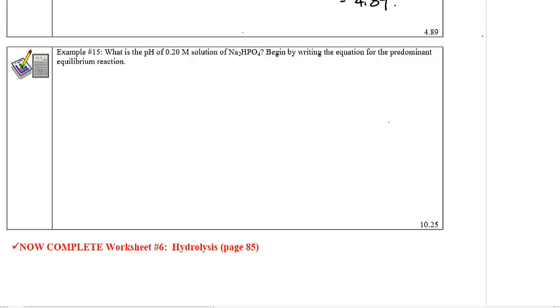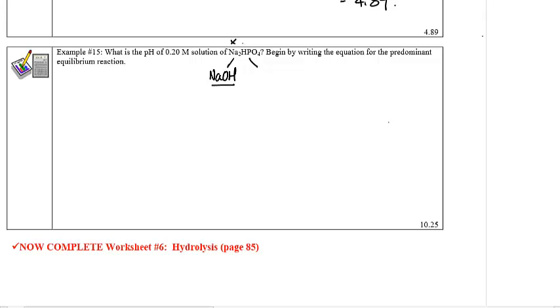In this final example, we are asked to calculate the pH of a 0.20 molar solution of Na2HPO4. Once again, when we analyze the salt, we see that Na is going to be separated from HPO4. Our analysis has been that Na comes from NaOH, which is a strong base, and our conclusion is that the Na is no longer going to want to react with the water. However, we need to pause with the HPO4.